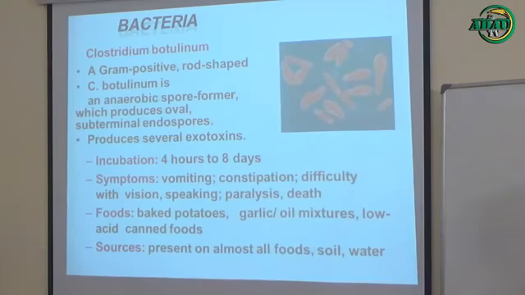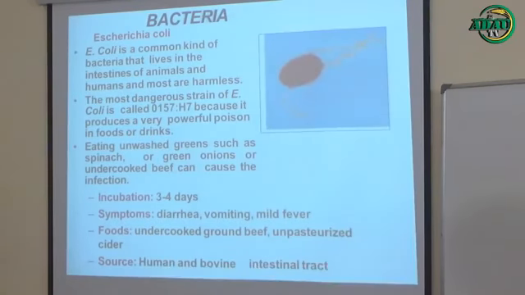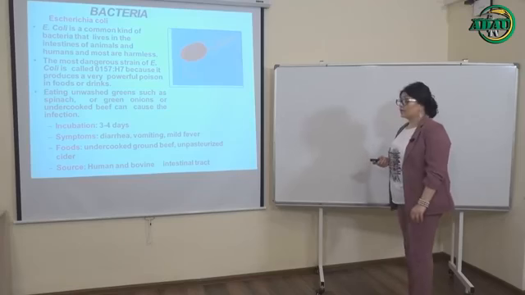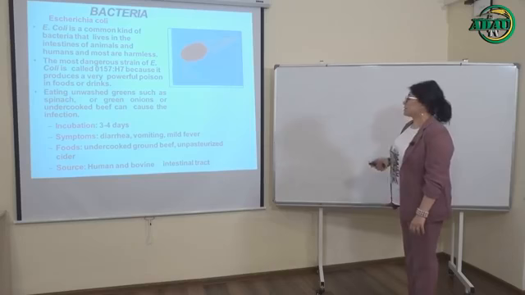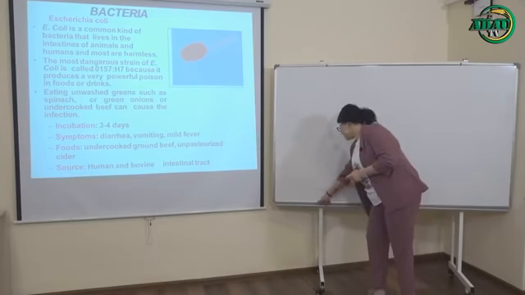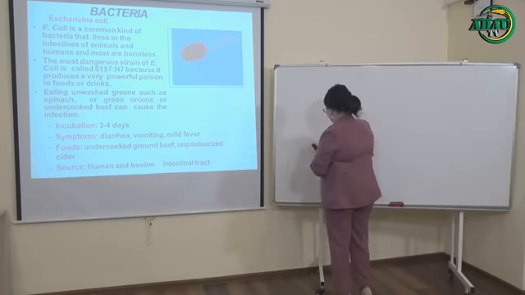Sources present on almost all foods, soil, water. Let's go, another slide. Okay, Escherichia coli. It is a common kind of bacteria that lives in the intestines of animals and humans, and most are harmless. The most dangerous strain of Escherichia coli is, I will write here, Escherichia coli.